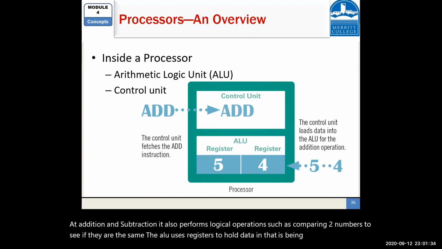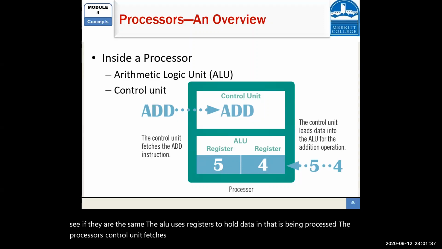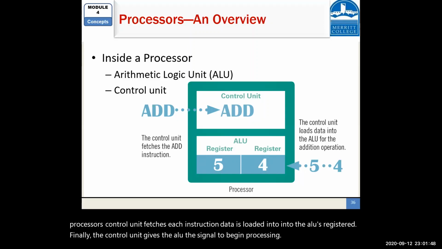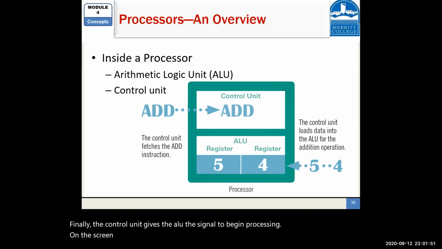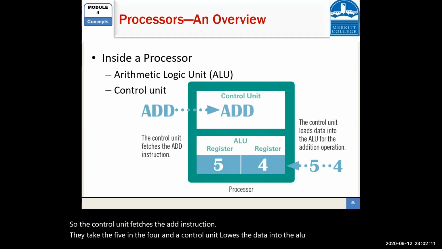The processor's control unit fetches each instruction. Data is loaded into the ALU's register. Finally, the control unit gives the ALU the signal to begin processing. On the screen, we illustrate a processor control unit and its ALU preparing to add 5 plus 4. So the control unit fetches the add instruction. They take the 5 and the 4, and the control unit loads the data into the ALU for the addition operation.